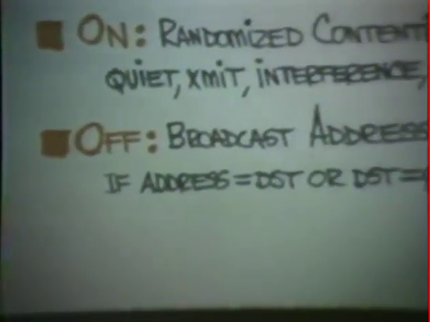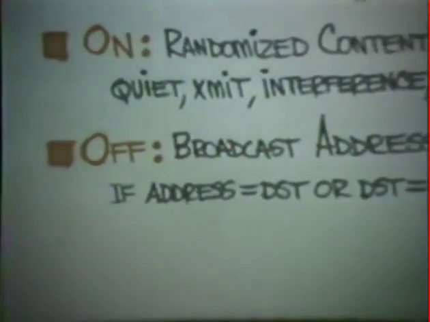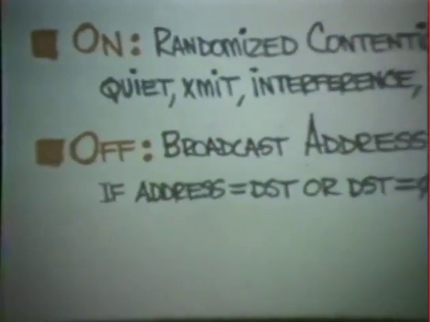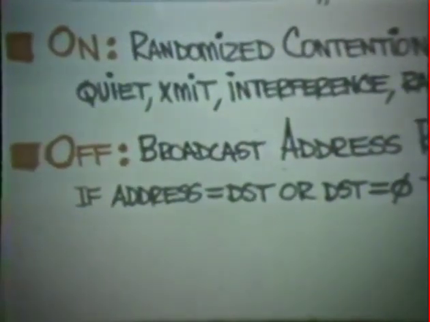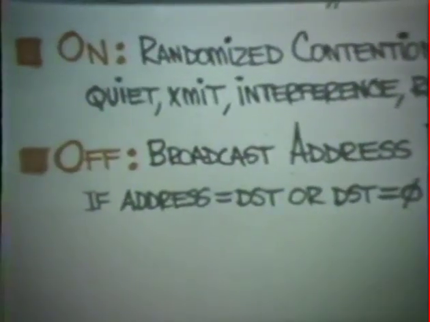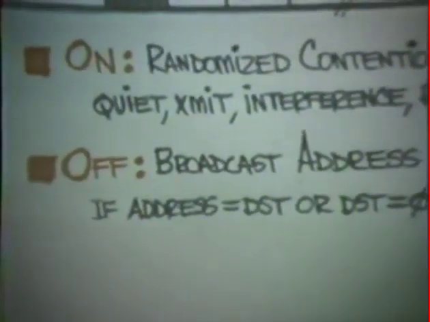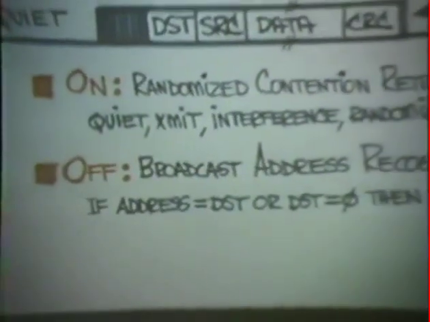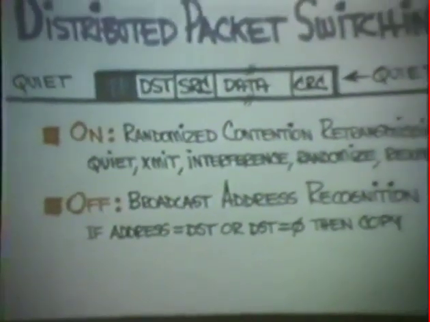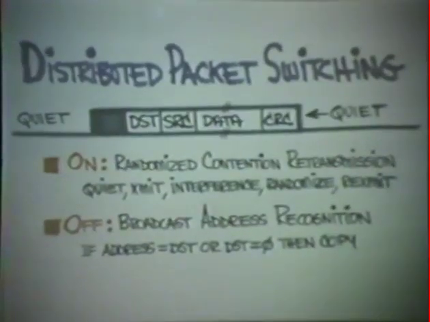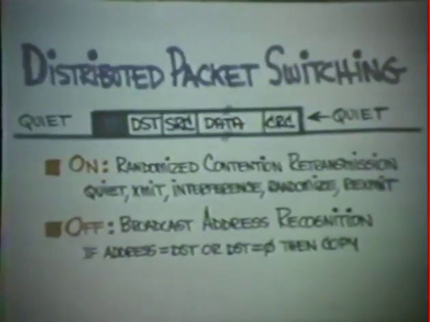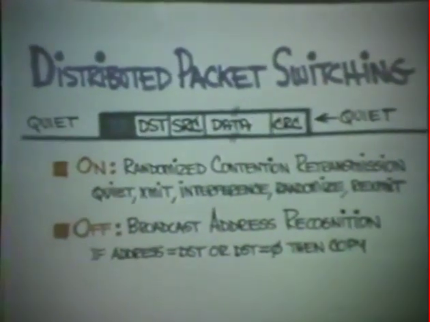There are in fact three conditions under which a packet is copied into a station. One of them is if the destination address of the packet matches the machine address. This is the normal case. That is, I, as a communicating station, wait for packets to go by whose destination address is me. And in such cases, I copy that packet into my memory. There are two other cases under which I will copy a packet in.